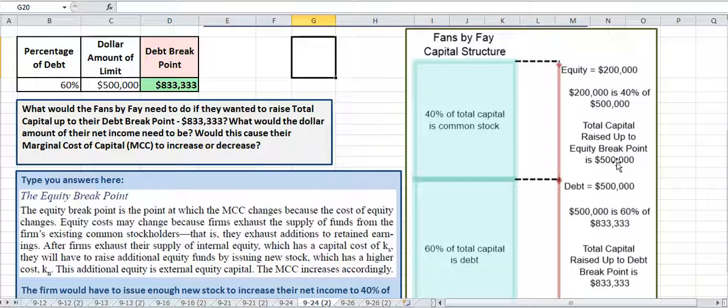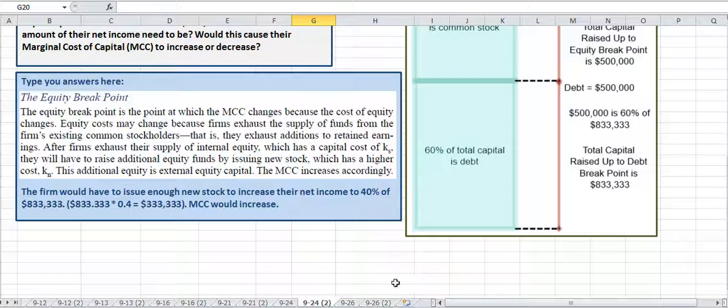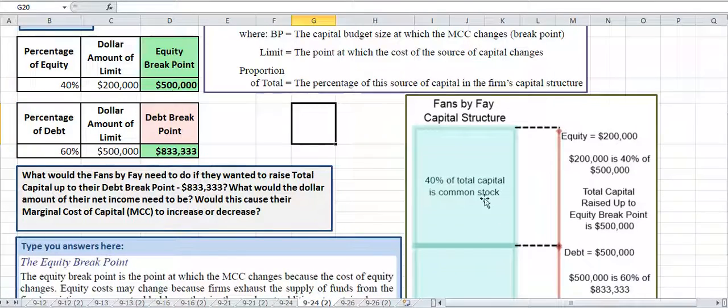Well, we know that if they need to go beyond their equity breakpoint, they're going to have to issue new stock, which requires a flotation cost. So an issuance of new stock would be more expensive than the stock that they've already issued. So yes, their marginal cost of capital would go up. They would have to issue enough new stock to increase their equity to 40% of 833.33, because that's what they would need to do in order to maintain this 40-60 ratio.